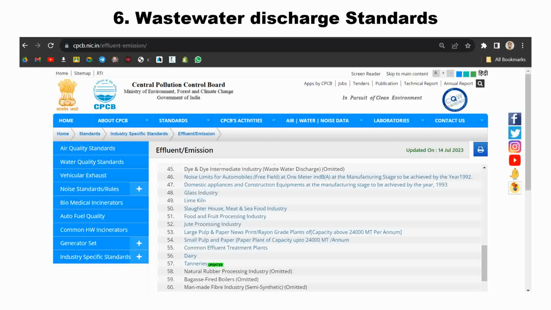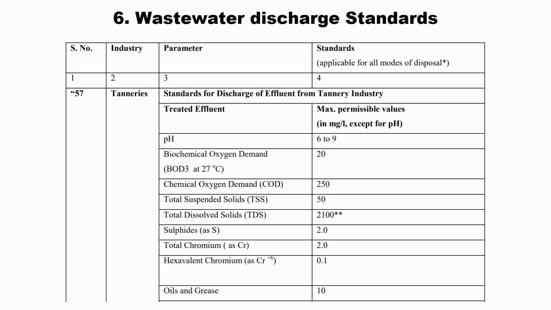And talking about the wastewater discharge standard, it is much more important because before releasing the water into the water bodies, as per the laws, we have to check the wastewater quality. This screenshot is from the CPCB website, and at point number 57 you can see that tannery is mentioned. So from there, this data has been taken about the wastewater discharge standard. Here we get the limits of pH, BOD, COD, total suspended solids, total dissolved solids, and total chromium content. All of that is mentioned, and the discharged effluent must be within this specified limit, so that our rivers and water bodies don't get polluted beyond a certain limit.